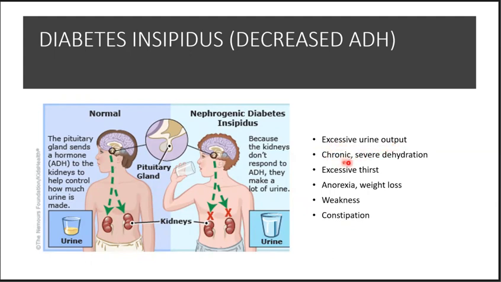There's going to be chronic severe dehydration as it's losing so much fluid. The client will be excessively thirsty. There will be weight loss, weakness and constipation, as more fluid is withdrawn from the feces, so they'll be really constipated. Diabetes insipidus could be as a result of head trauma, brain tumors, encephalitis, meningitis, or a deficiency of the antidiuretic hormone.